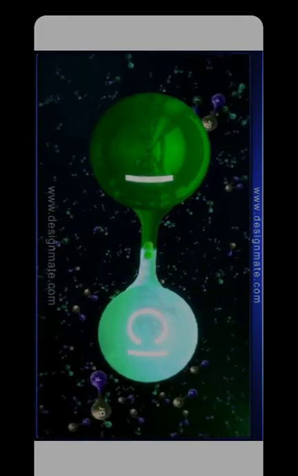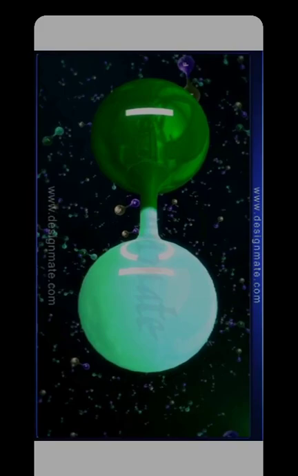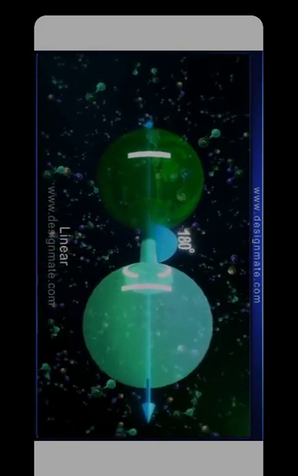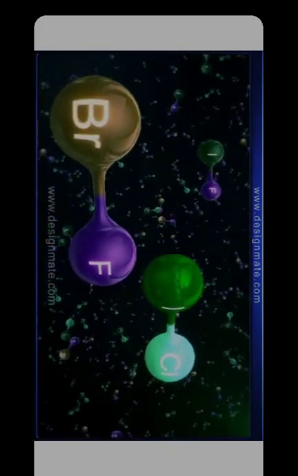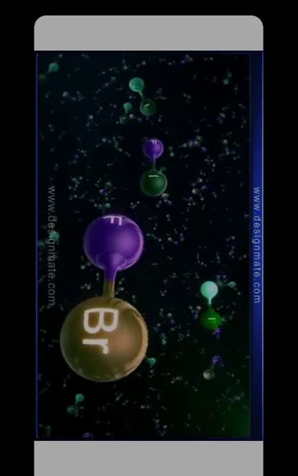Diatomic inter-halogens. The diatomic inter-halogens have only one shared electron pair between the halogens, and are hence linear. Bromine monofluoride and iodine monofluoride are a few examples of such compounds.